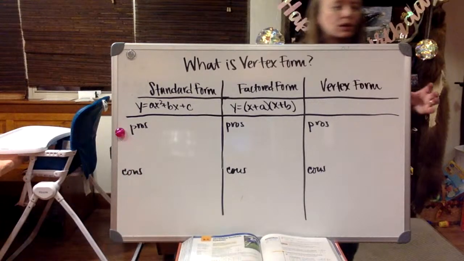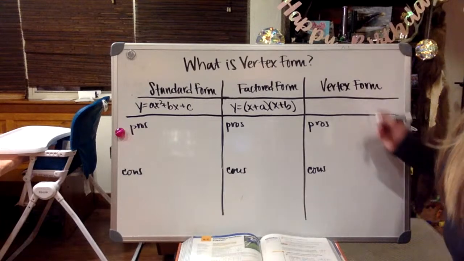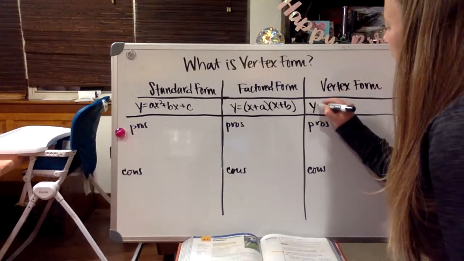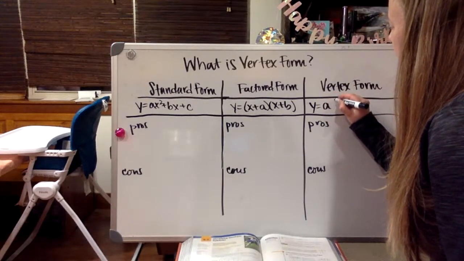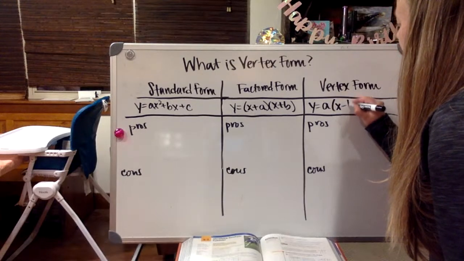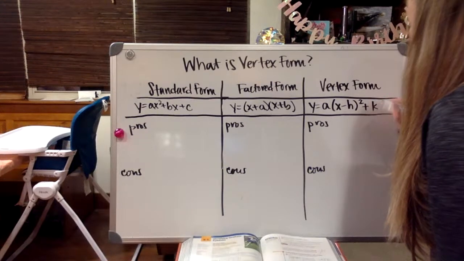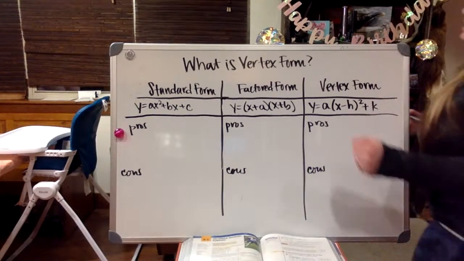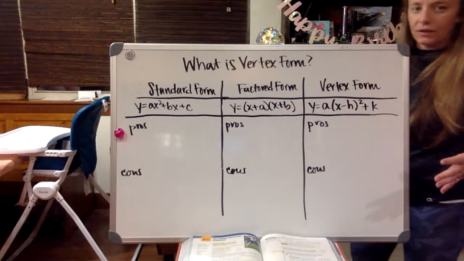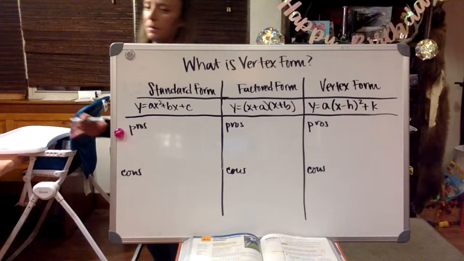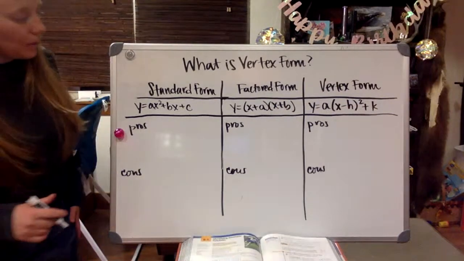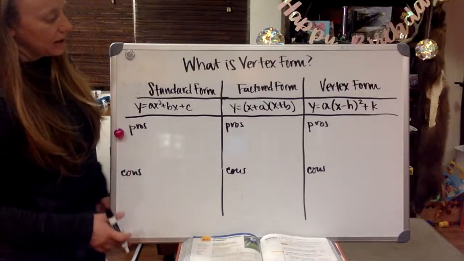Vertex form looks like this. We have y equals a times x minus h squared plus k. Each one of these has different characteristics and different greatnesses about them. Each also has different cons. So let's talk about each of those things.